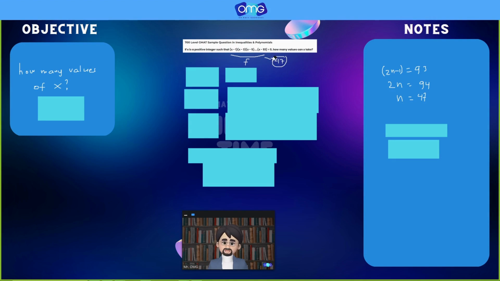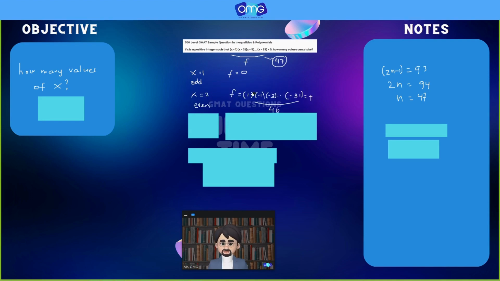Yeah, and let's try one by one. If x is a positive integer, let's try x equals 1. If x equals 1, that will be 0. So for every odd number between 1 and 93, the result will be 0, so those will not be the answers. Well, if we take an even number where x equals 2, the signs will be positive, 1, positive, negative, negative, negative, negative. This will make a positive answer, okay?